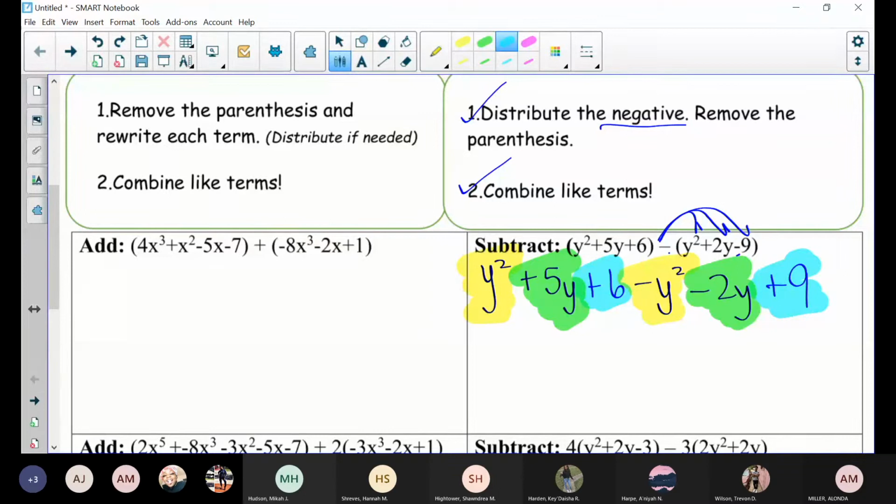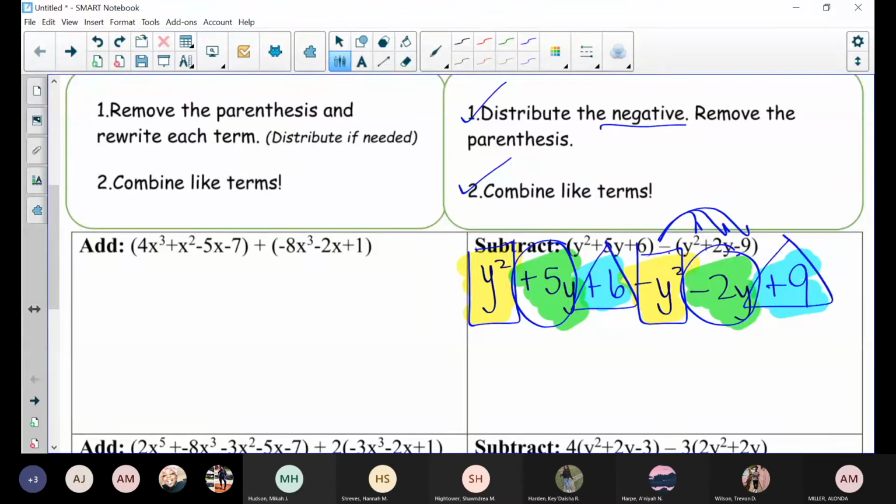If you're doing the shapes, I'll do a rectangle for the yellows and a circle for the greens and a triangle for the blue. And again, that is how we identify which terms are brothers or like terms. Should still be going on from last week so far. Only difference is now we are subtracting, distributing the negative. So from here, I'm just combining like terms.